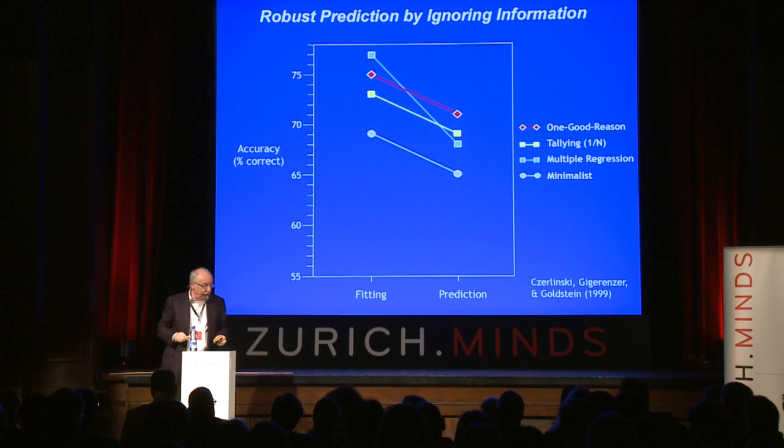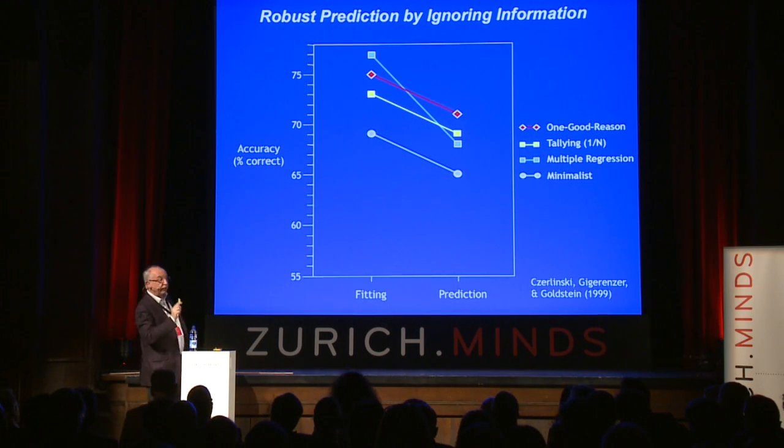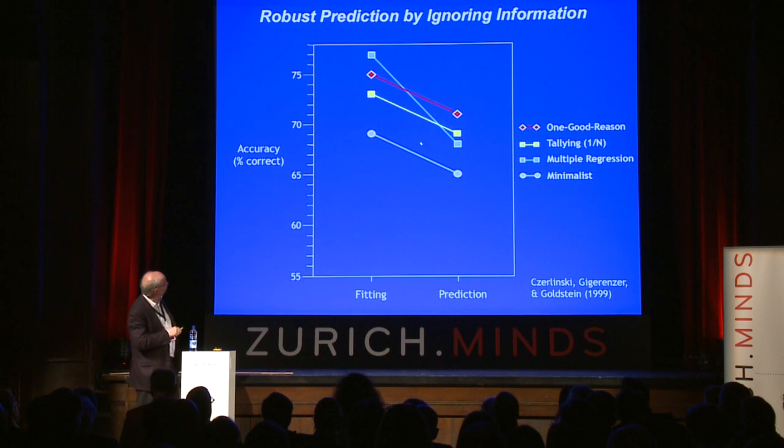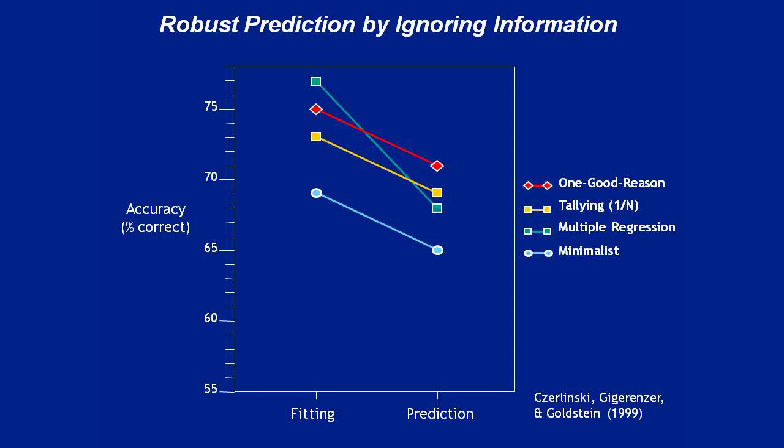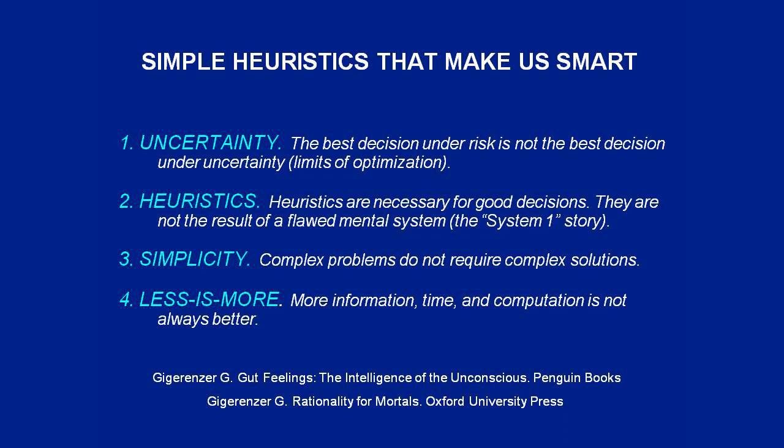Okay, that is a study. You just see that the same thing applies to these 20 different studies. In case you fit data, you always do better with the optimization model, as opposed to a model that we just had, one good reason, or tallying. But if you predict the world in uncertainty, then already you have the crossover. Less is more. And that's very important. So this is, yes, my final slide.